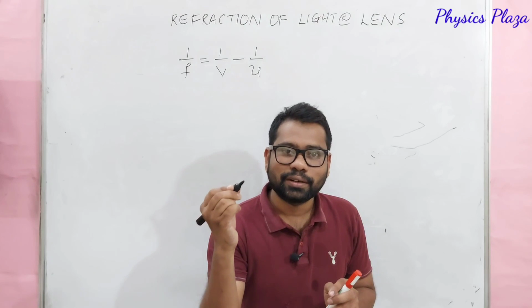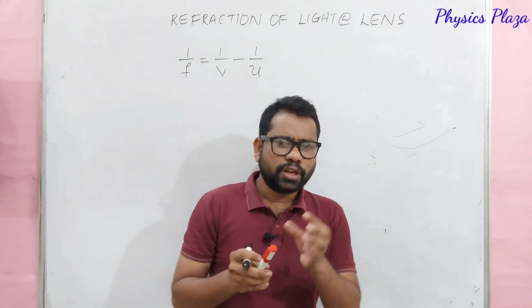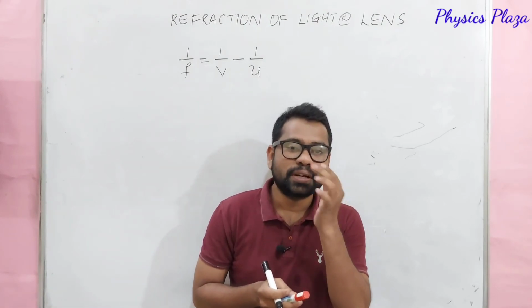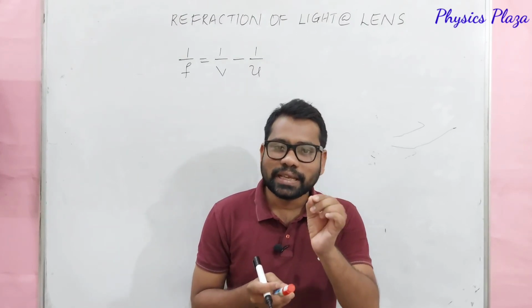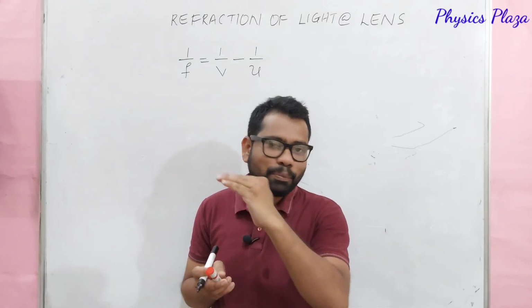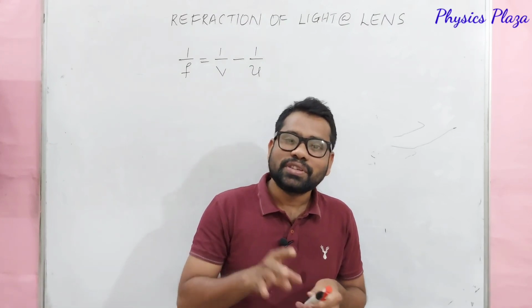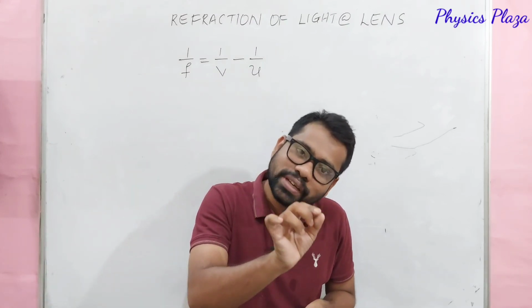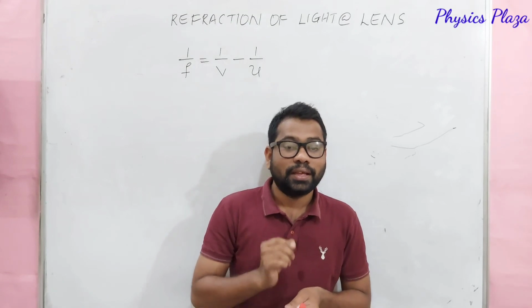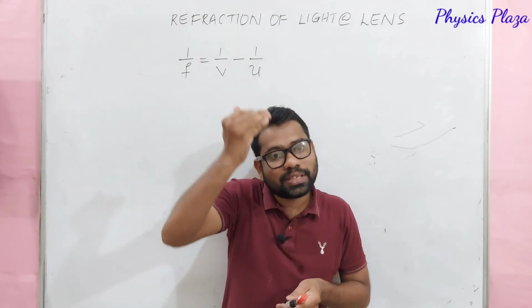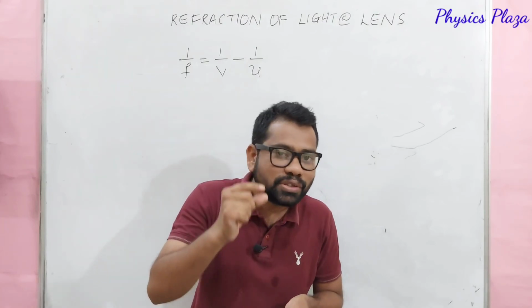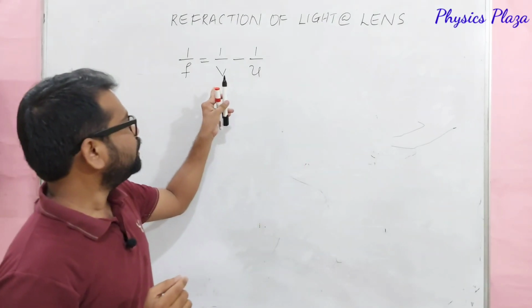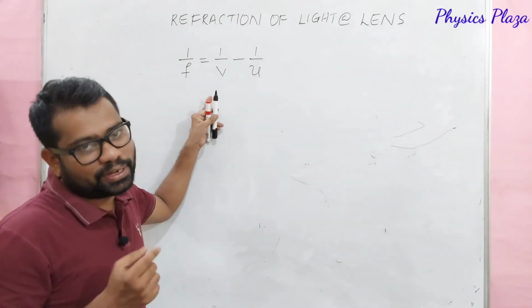Sign convention. Children, here measurements are always taken from the optic center, and distances taken in the direction of the incident ray are positive. Distances taken opposite to the direction of the incident ray are taken as negative. Measurements taken above the principal axis are positive and below the principal axis are negative. These are the points we should remember. Then you can do numericals based on the lens formula very easily.